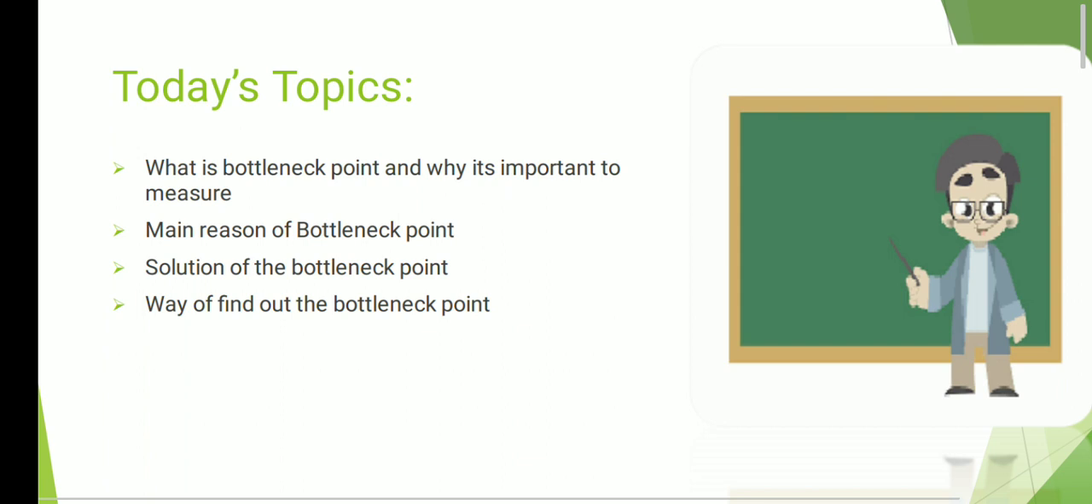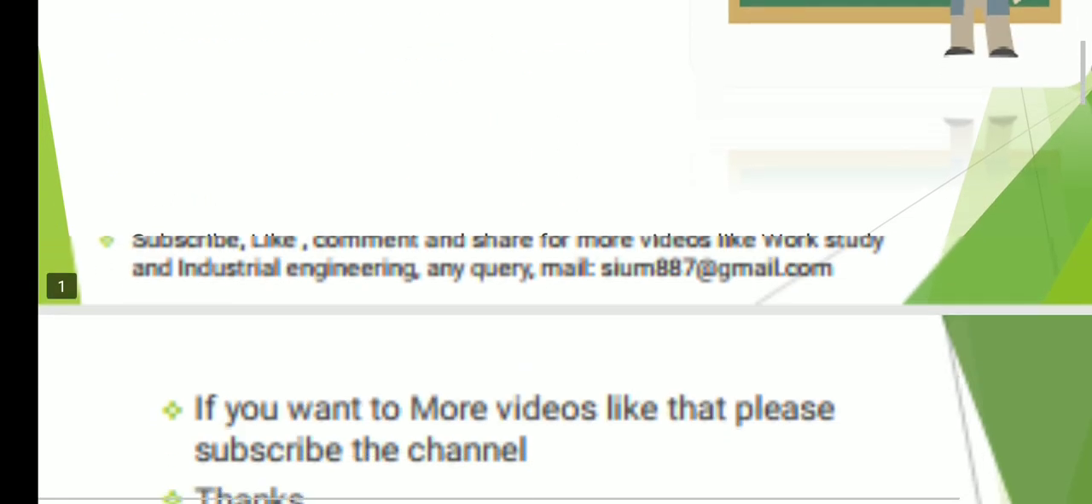Today our topic is what is a bottleneck point and why it's important to measure, the main reasons of a bottleneck point, the solution of the bottleneck point, and ways to find out the bottleneck point.